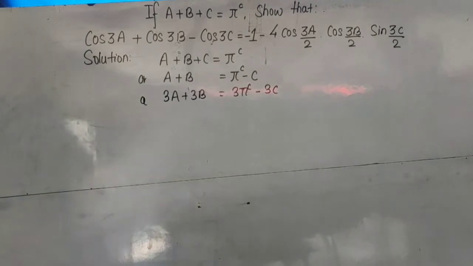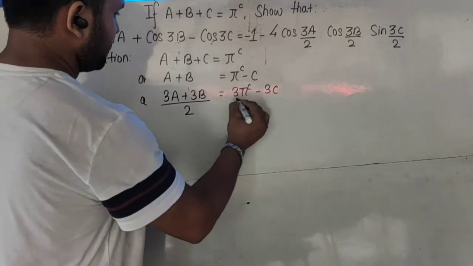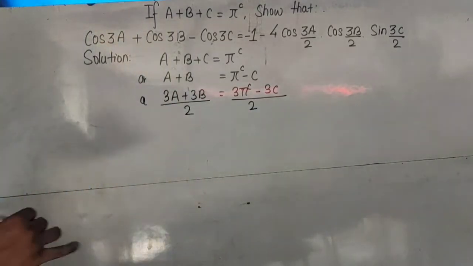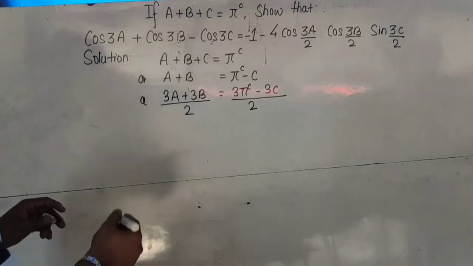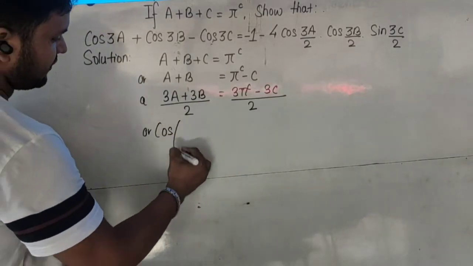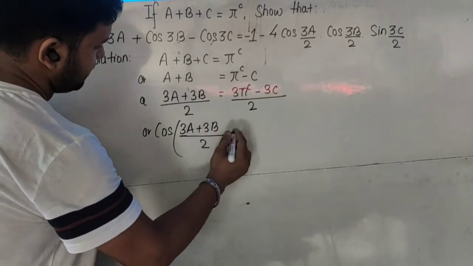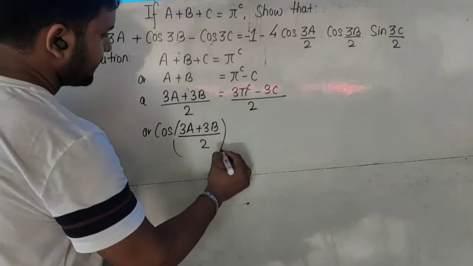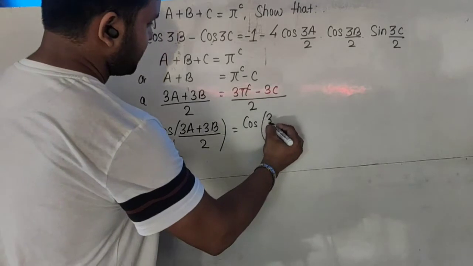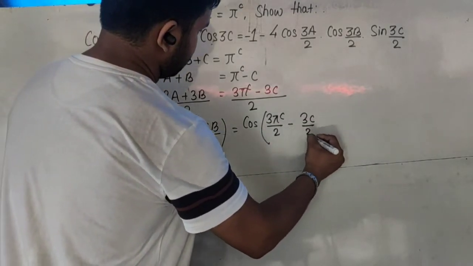Now I can also divide both of the sides by 2. When I divide both of the sides by 2, I get these things here. So here I multiplied both of the sides by 3 and then divided both of the sides by 2. Now if I take cos on both sides, I get cos of 3a plus 3b by 2 equals cos, and I can separate this one, I can write this 3 pi radian by 2 minus 3c by 2 in this way.